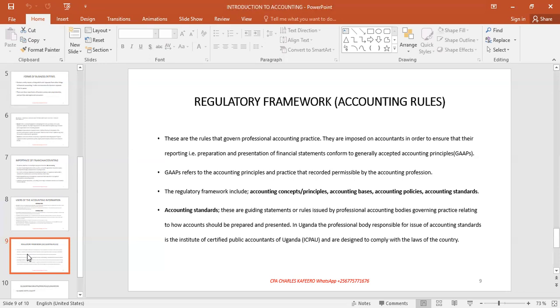Accounting standards are guiding statements or rules issued by professional bodies governing practice relating to how accounts should be prepared and presented. In Uganda, the professional body responsible for issue of accounting standards is the Institute of Certified Public Accountants of Uganda, and they design those standards to comply with the laws of the country.